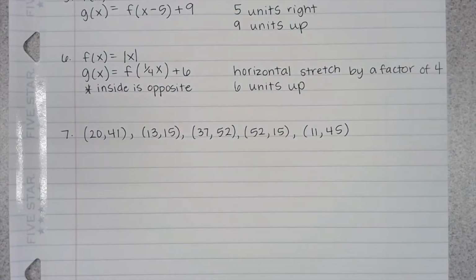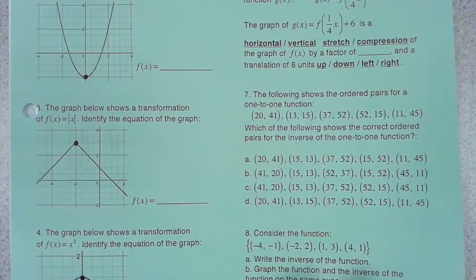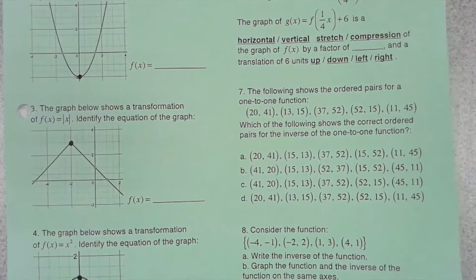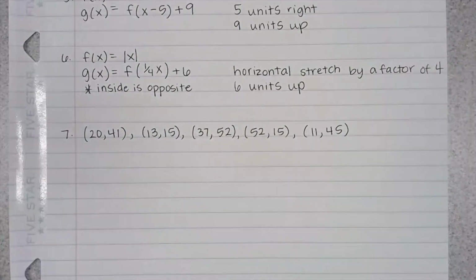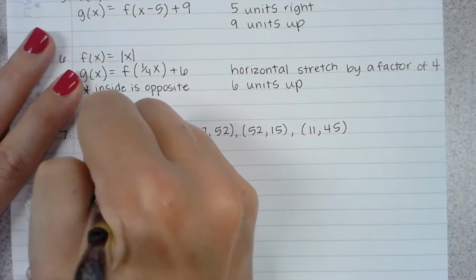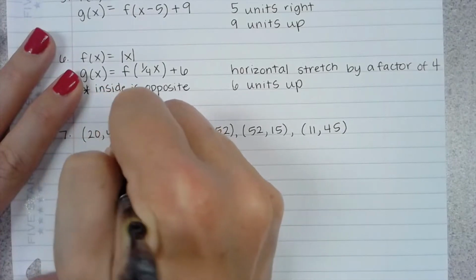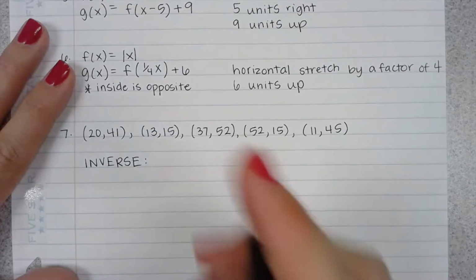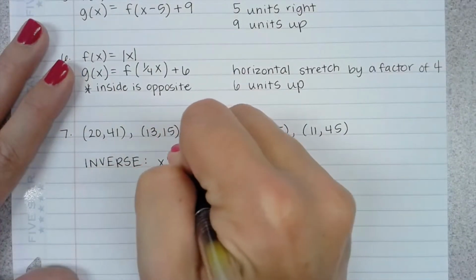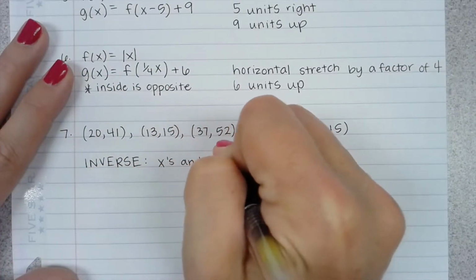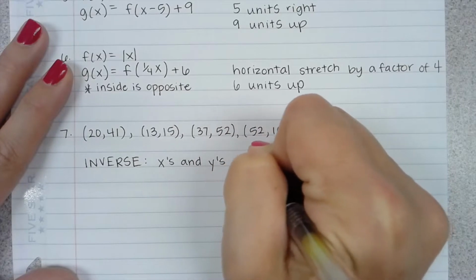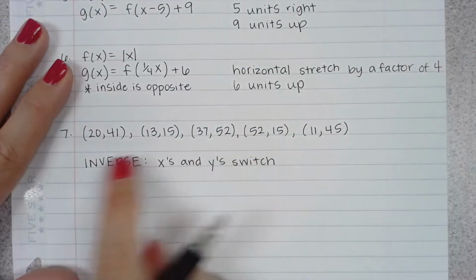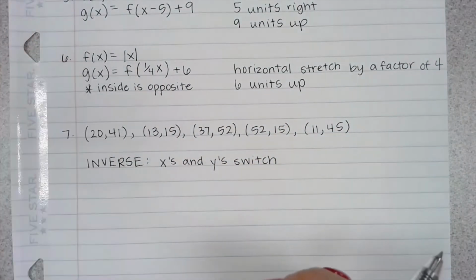And then the directions to the question for number 7 say, which of the following shows the correct ordered pairs for the inverse of the 1-to-1 function? So you want to remember that anytime you see the word inverse, no matter whether it's a function, a graph, a table, anything like that, the rule says that the x's and y's switch. So they trade places. This is the key thing to remember about inverses.